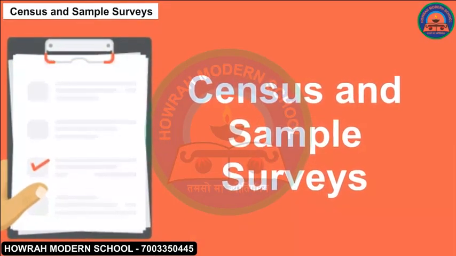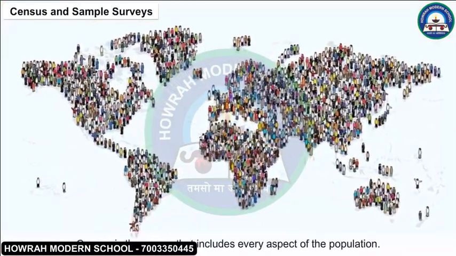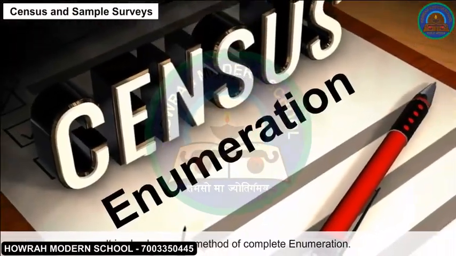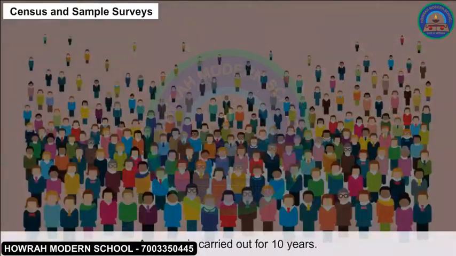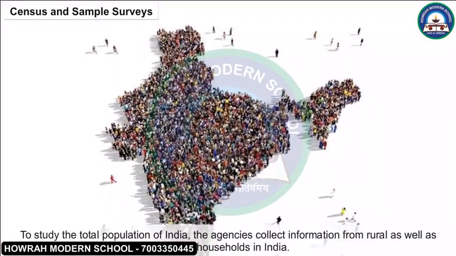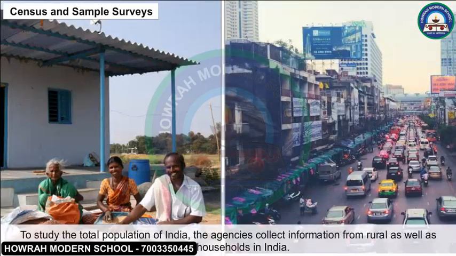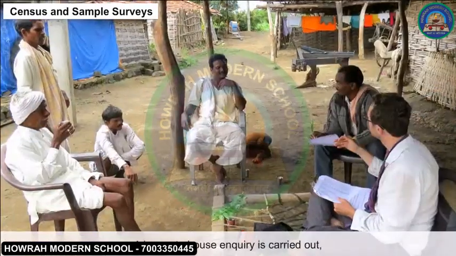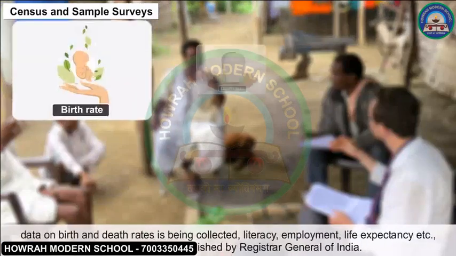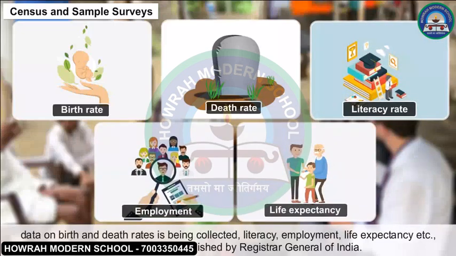Census and sample surveys. Census is the survey that includes every aspect of the population. It is also known as the method of complete enumeration. A census is carried out every 10 years. To study the total population of India, the agencies collect information from rural as well as urban households in India. A house-to-house inquiry is carried out. Data on birth and death rates is collected. Literacy, employment, life expectancy, etc.